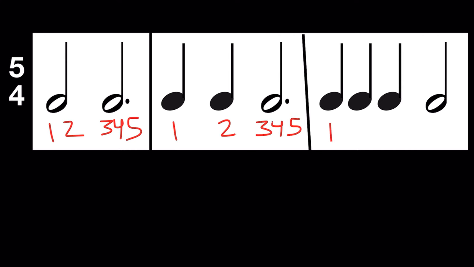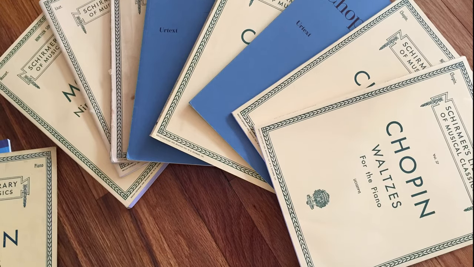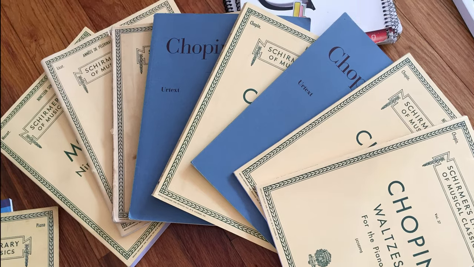1, 2, 3, 4, 5. So here we have 5 beats in every measure, and the feel of the music changes just a little bit because, again, the emphasis usually goes on the first beat.